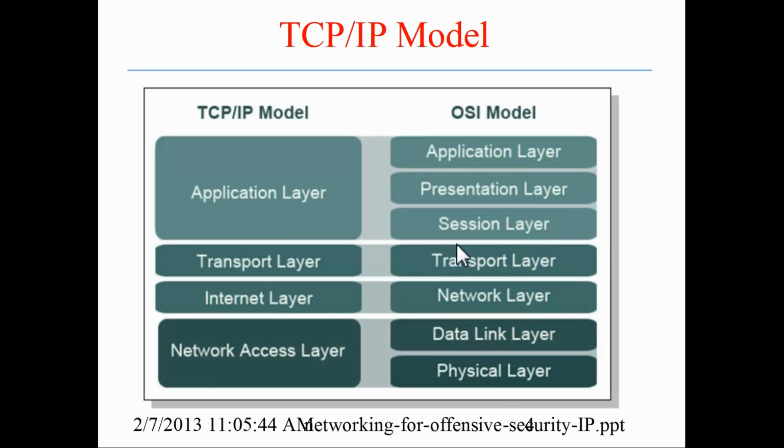Another model is the TCP/IP model, a simplified approach that breaks it down to 4 layers. You see the physical and the data link layers are just grouped into what's called the network access layer. And the presentation, session, and application layers from the OSI model are just grouped into the TCP/IP application layer.